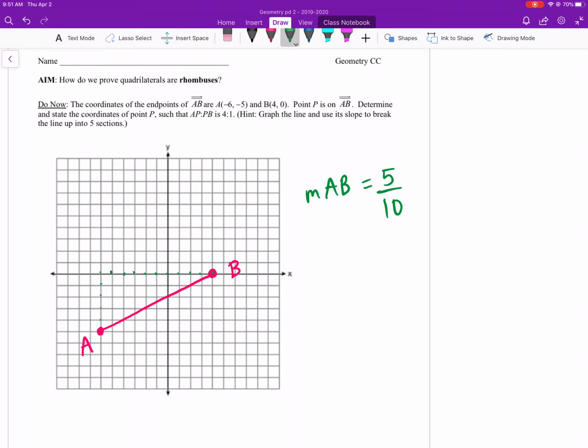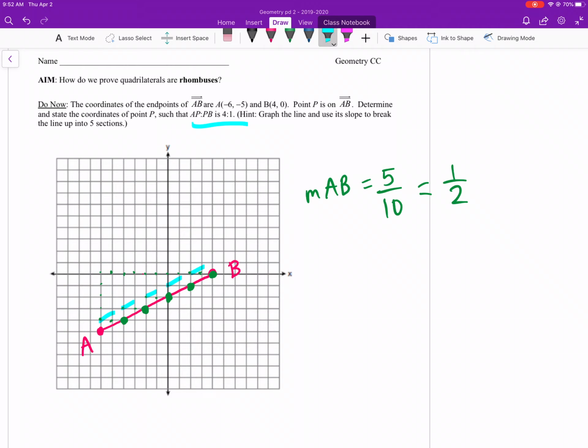That's where we're going to use the simplified slope to break the segment up into a certain amount of sections, which will be 1/2. So up 1, right 2, make a point. Up 1, right 2, make a point. And keep on going with that. So you can see now that we did that, we have 1, 2, 3, 4, 5 sections, 5 pieces. And we want that ratio to be 4:1 for 5 total sections.